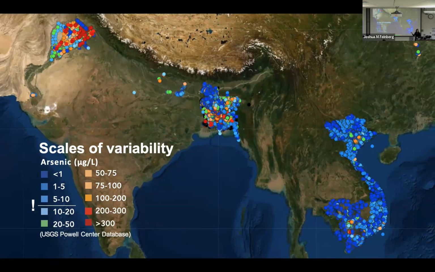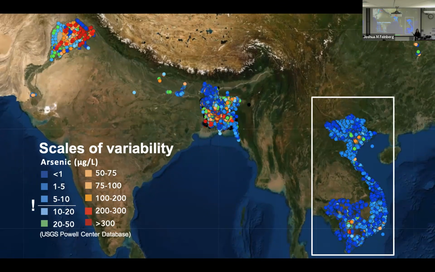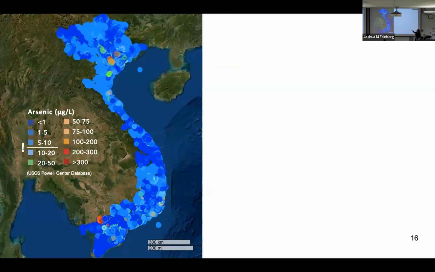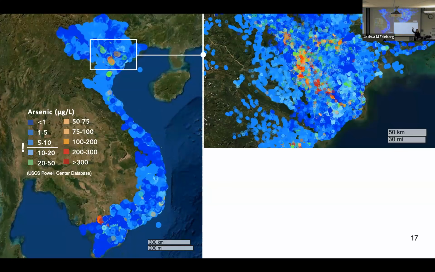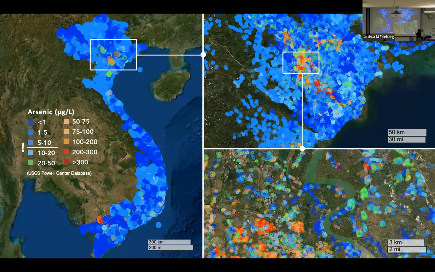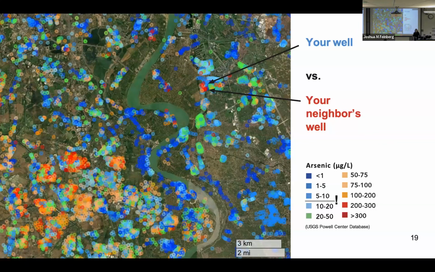But when you actually zoom in on scales that are more relevant for water usage, so here let's zoom in on Vietnam and on the Red River Delta, which is in northern Vietnam, and on the scale, basically the kilometer scale that's actually relevant for household water usage, you can see that there's this very characteristic spatial heterogeneity in the arsenic concentrations in groundwater. So essentially what this means is your well might be very low in arsenic in groundwater, but your neighbor's well might be very high in arsenic, which just showcases this variability that can occur.